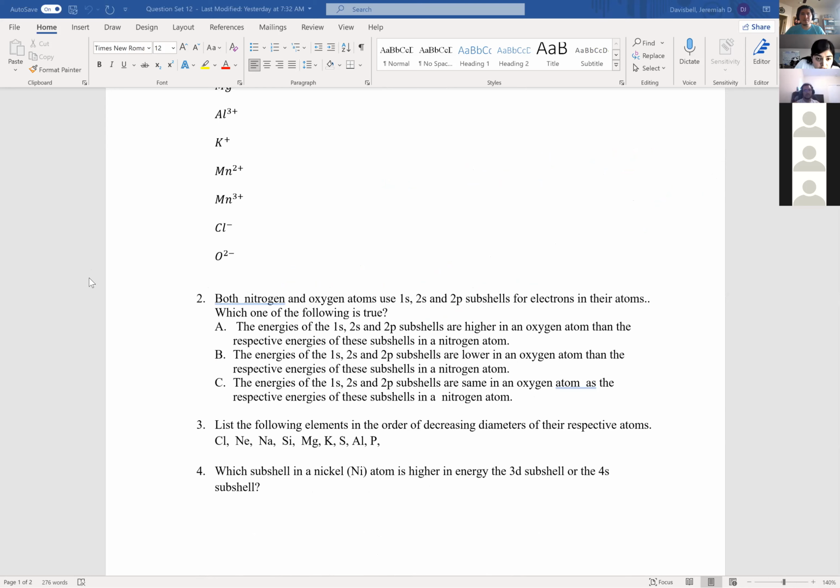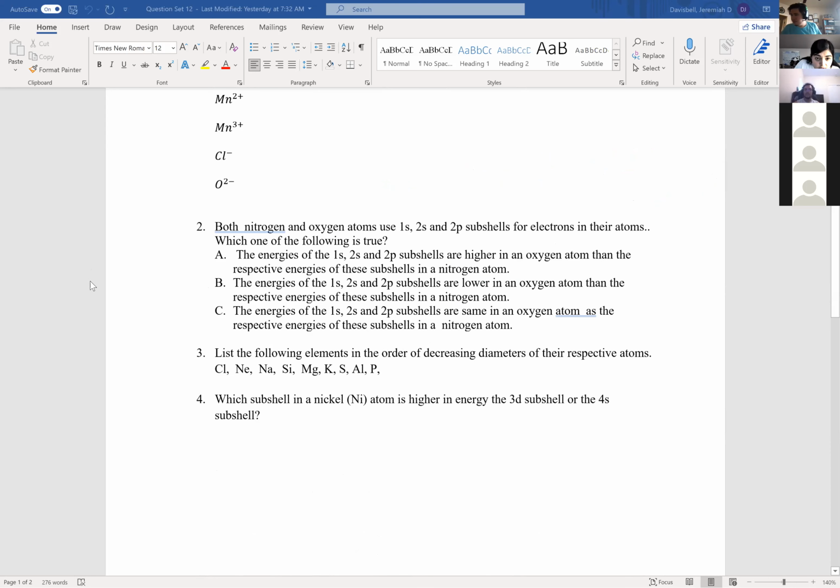Let's see. Both nitrogen and oxygen atoms use 1s, 2s, and 2p subshells for electrons in their atoms. Which one of the following is true? A, the energies of the 1s, 2s, and 2p subshells are higher in an oxygen atom than the respective energies of these subshells in a nitrogen atom, or B, they're lower in oxygen than in nitrogen, or D, they're the same energy in oxygen as in nitrogen. So which is it?